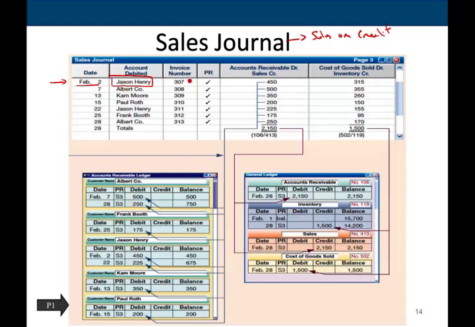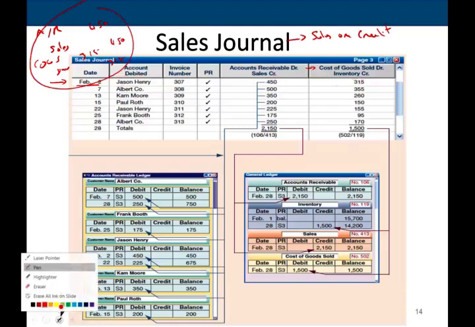Notice we sold to Jason Henry, invoice number 307, $450 worth of goods. How did I know this? Because we debit accounts receivable and credit sales for $450, so both are in one column, 450. Then the cost of goods sold and the inventory is 315. We debit cost of goods sold 315, then we credit inventory 315. So rather than doing this transaction in the general journal, now it's one line.